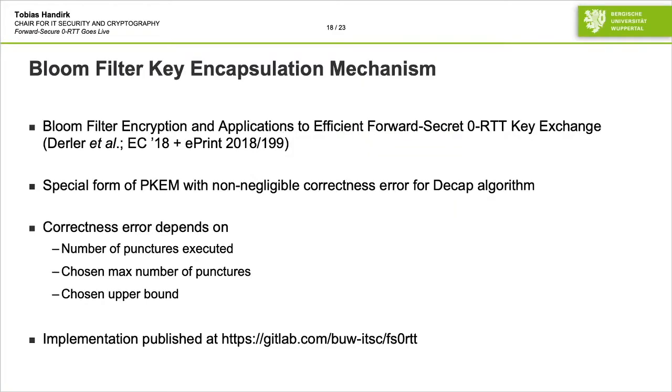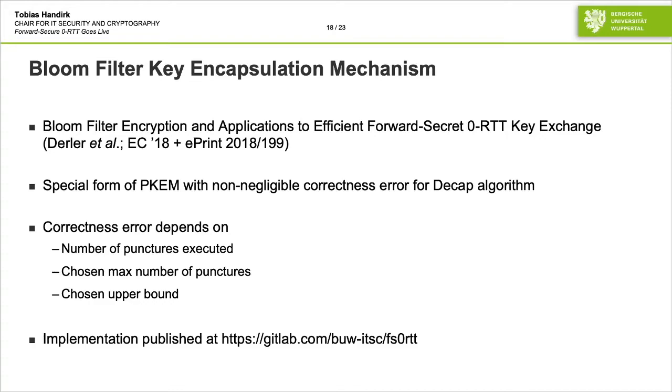Now, before going into the details of our results, I first want to talk about the specific PCAM scheme that we implemented. The scheme we implemented is called Bloom filter cams, or short BF-cams, and was introduced in 2018 by Dell et al. BF-cams are a very efficient form of PCAMs. However, this comes at the cost of a non-negligible correctness error and a very large secret key. In a BF-cam, it can happen with non-negligible probability that the decap algorithm fails for some ciphertext, even though punk has never been called for that ciphertext.